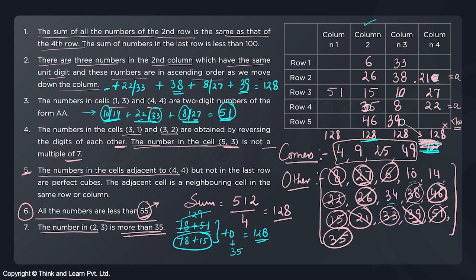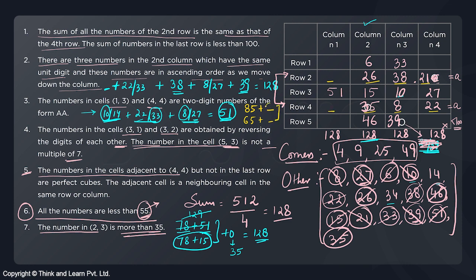And now we have also used 10. We are left with 14 and 34 only. Just look at these two sums now. Row 2 and row 4. What are their sums? The sum of row 2 is 26 plus 38, which is equal to 64. 64 plus 21, that is equal to 85, plus this number, which is going to be here. Row 4 is 35 plus 8, which is 43. 43 plus 22 is 65, plus this number here. So these two sums are equal.